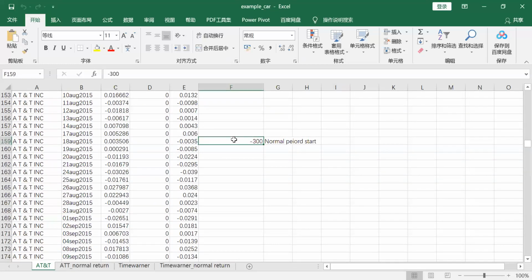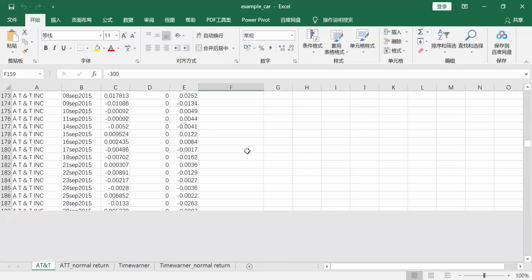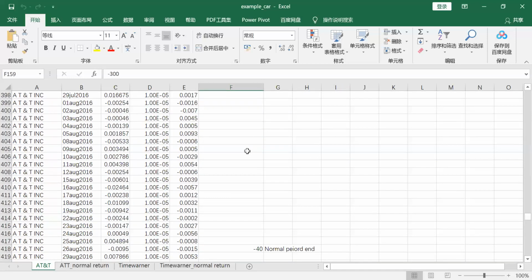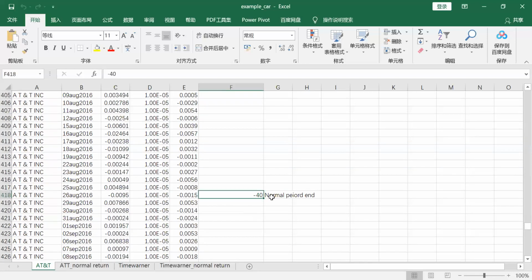This is the 300 days before the announcement, and also where the normal period starts. The normal period runs until 40 days before the deal announcement, and this is where the normal period ends.